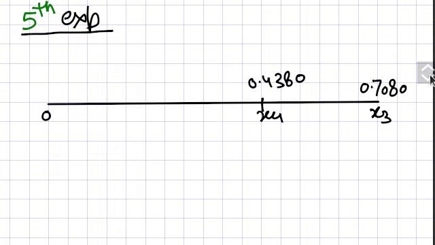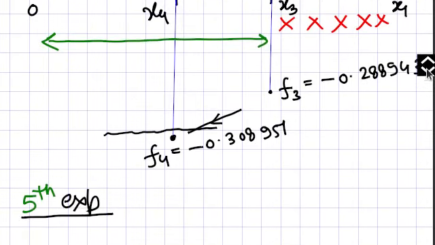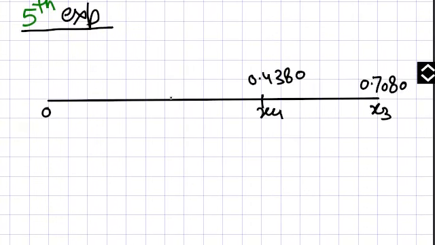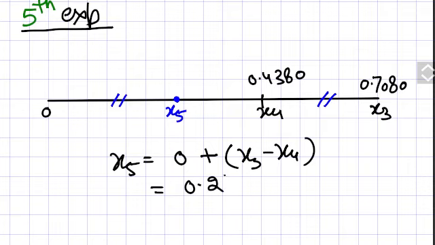So this is the new interval of uncertainty. I have taken it from this green line only. And now what we have to do is decide this third point here, that is point 5, and the same idea will apply, that these two distances will be equal. So you can decide x5 is 0 plus x3 minus x4, and when you calculate it, it will come to be this. So you can say that this point is this.